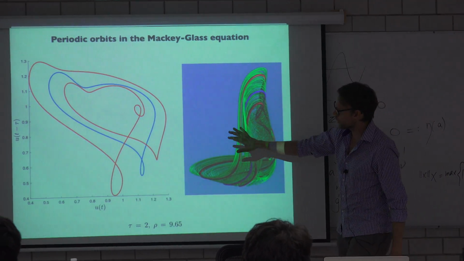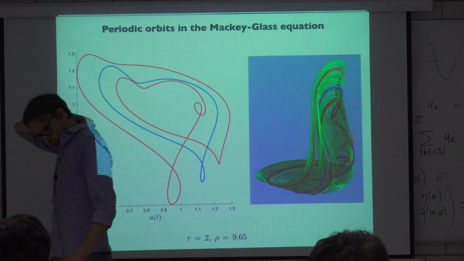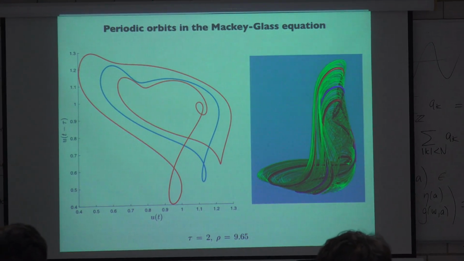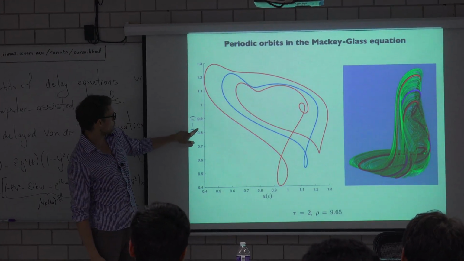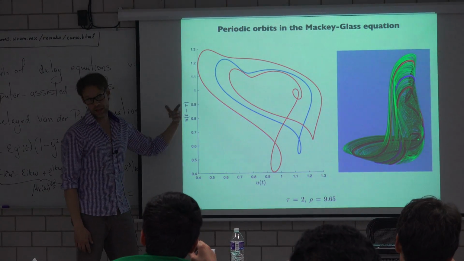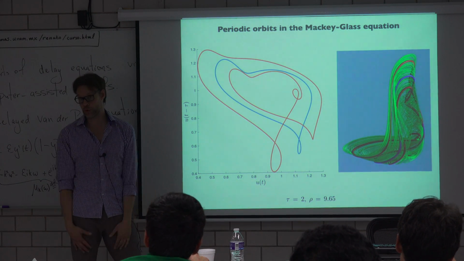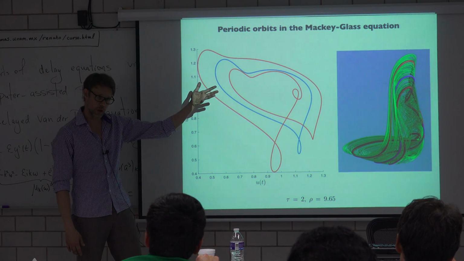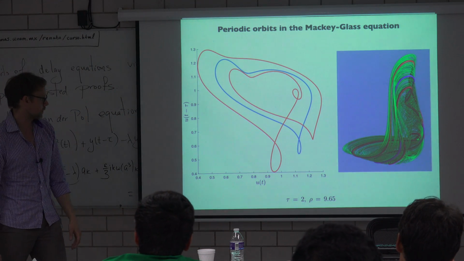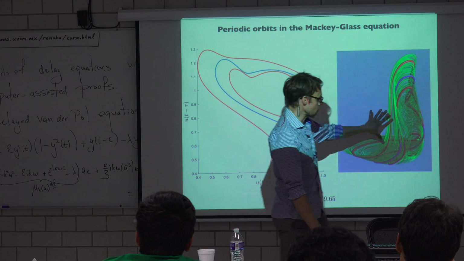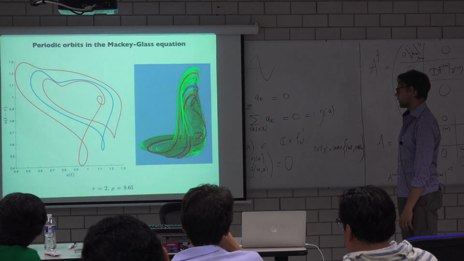There's a way to visualize periodic orbits or solutions of delay equations, which is to put U of t on the x-axis and U of t minus tau on the y-axis. And if it's a periodic solution, then it will close itself. And that's a nice two-dimensional projection. In fact, these kinds of projections are used a lot in the theory of delay equations to prove different types of solutions.